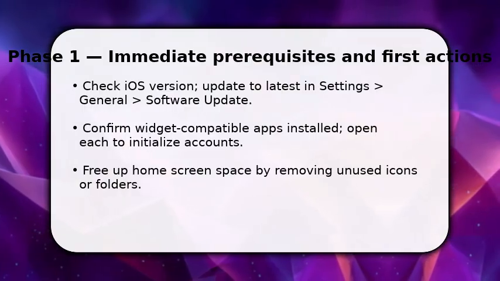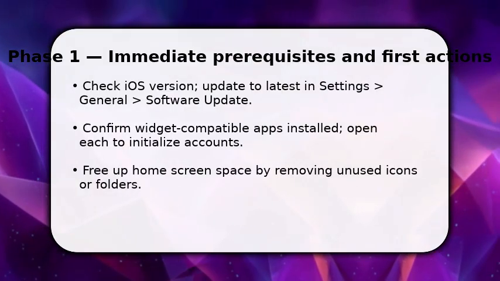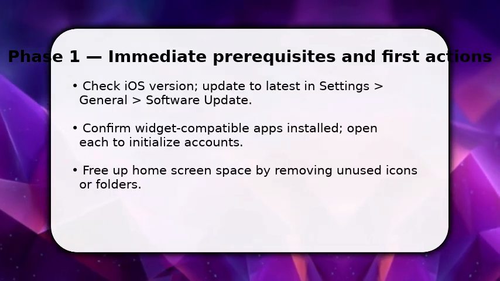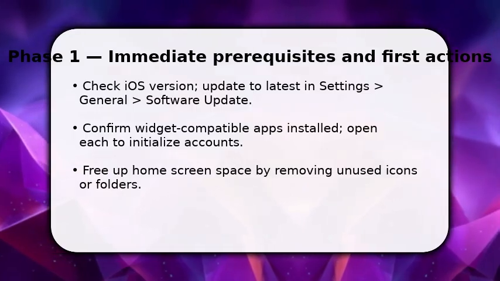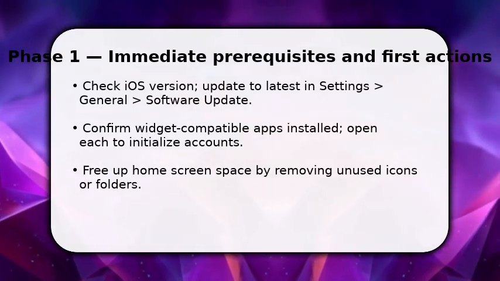Next, long press an empty area until icons jiggle and tap the plus button in the top corner to open the widget gallery. You should now see available widgets. This is where you begin selecting size and app.